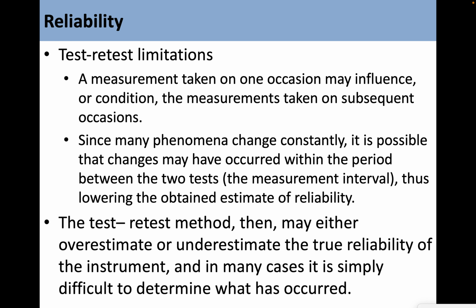Test-retest limitations. A measurement taken on one occasion may influence or condition the measurements taken on subsequent occasions. Since many phenomena change constantly, it is possible that changes may have occurred within the period between the two tests. So it might not be you, it just may be that the concept or the content has changed, thus lowering the obtained estimate of reliability. The test-retest method then may either overestimate or underestimate the true reliability of the instrument, and in many cases it is simply difficult to determine what has occurred.